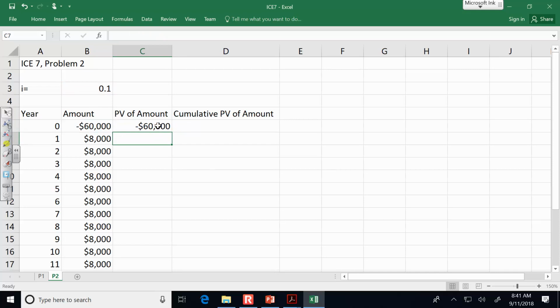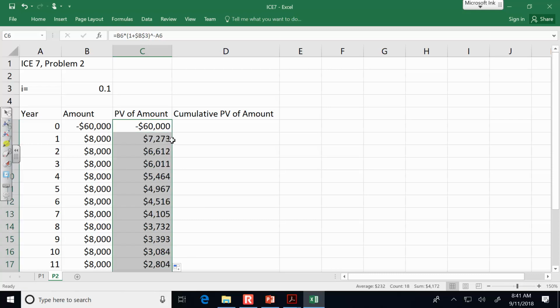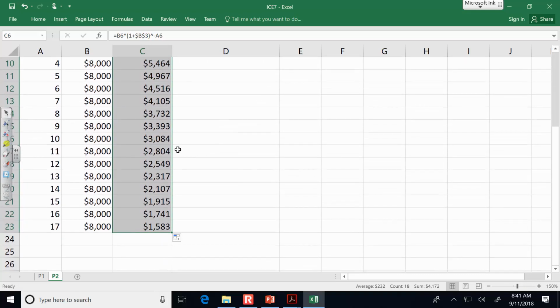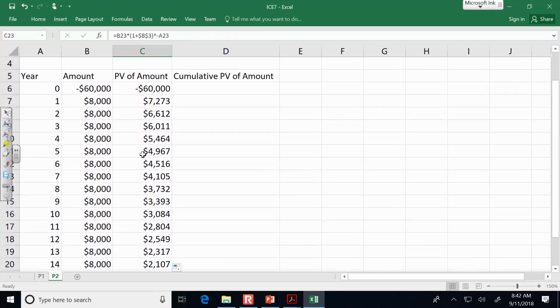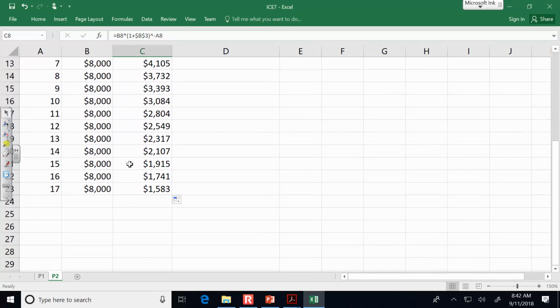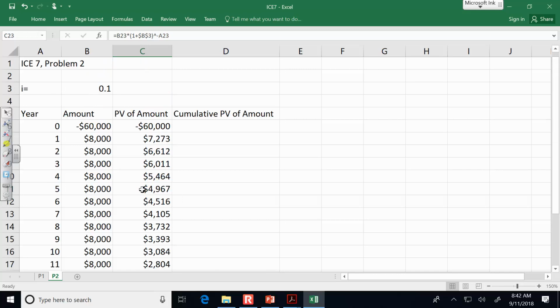And then I can double click on that corner and it'll apply the formula all the way down through all the numbers. And so that pattern that we see is expected. The money that's far in the future doesn't have as much present value as the money that's just a couple of years from now. The money that's just a couple of years from now only has to be discounted a short period of time. But that money 17 years in the future, if somebody says, I'll give you $8,000 in 17 years, that's the same as receiving $1,583 today if the interest rate environment is 10%.